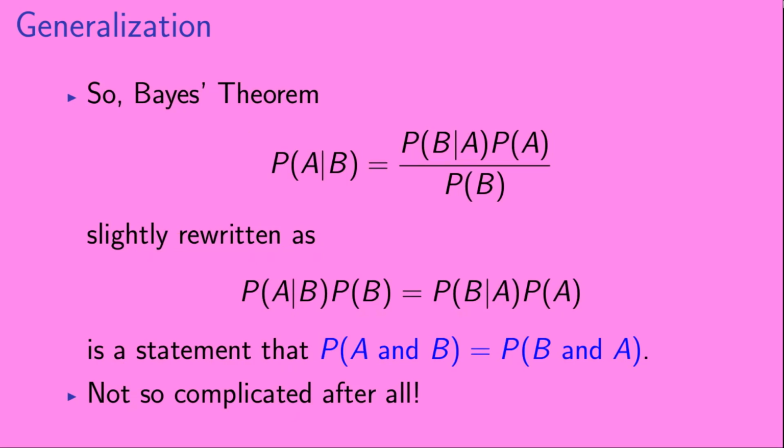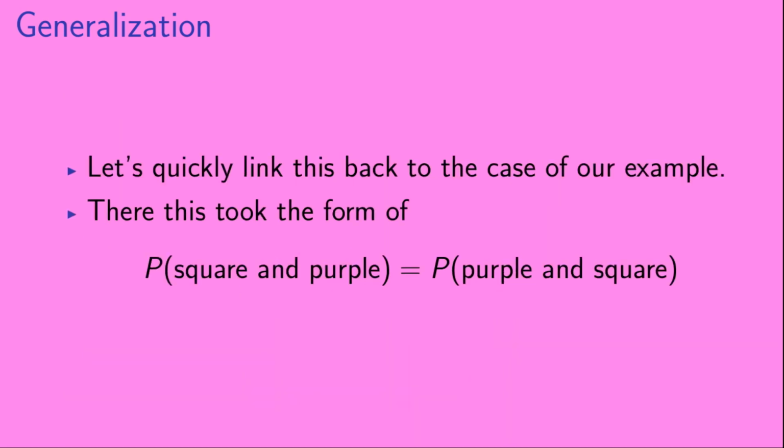So Bayes' theorem, slightly rewritten by moving P of B from the denominator in the right-hand side over to the left-hand side, is simply a statement that P of A and B equals P of B and A. So that turns out to be not so complicated after all. Let's quickly link this back to the case of our example. There, this took the form of P of square and purple equals P of purple and square.